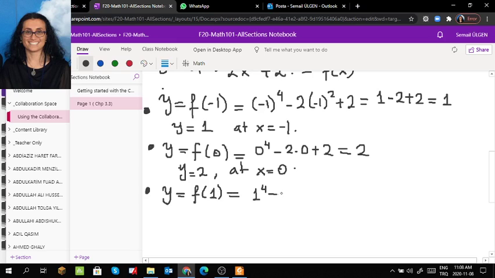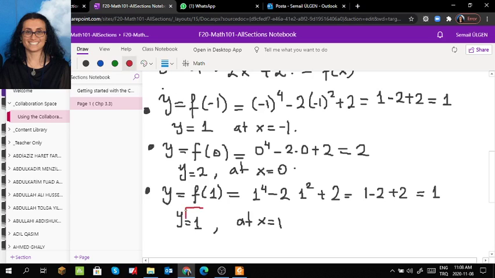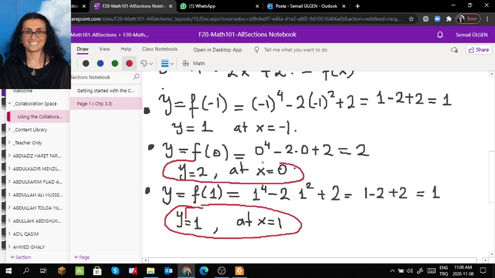1 to the 4 minus 2 times 1 to the second power plus 2. So this is going to give you 1 minus 2 plus 2, so this is 1. Again, we got y is equal to 1, but this is at the point x is equal to 1. So this is one tangent line, this is another horizontal tangent line, and this is the third horizontal tangent line.